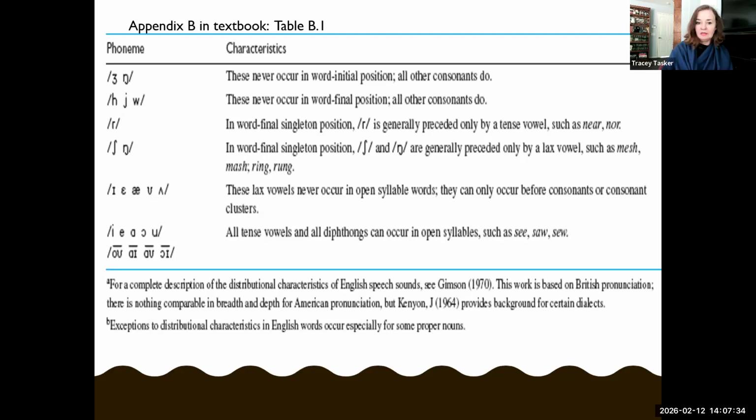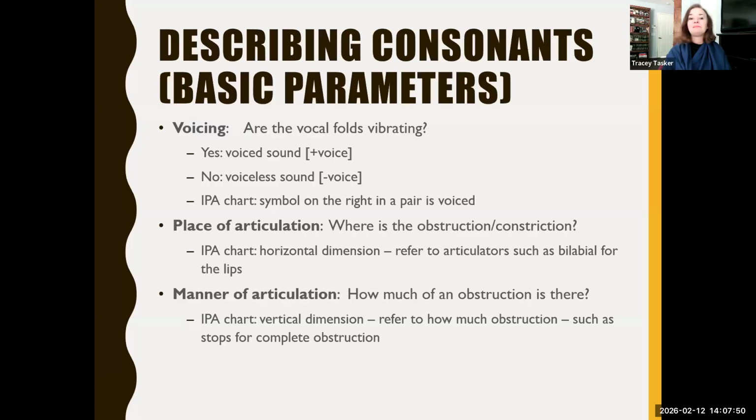Also, as you'll see, the top part is talking about consonants, but then they do talk about vowels in relation to syllables. So when we eventually get into syllables in more detail, this will be helpful to have for those exercises. The individual lectures today are going to talk about what parameters we use to describe consonants.